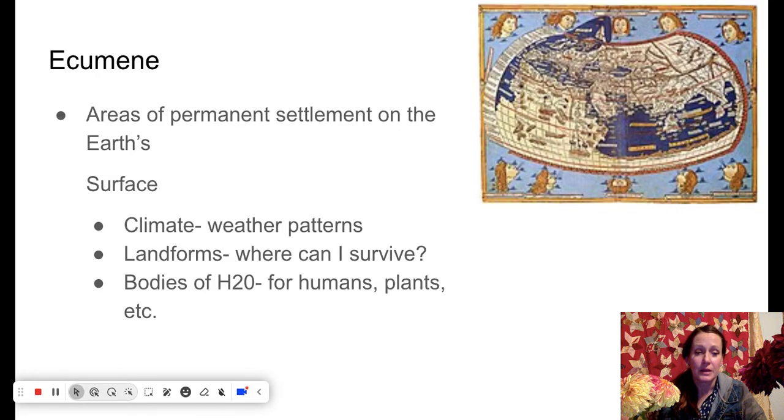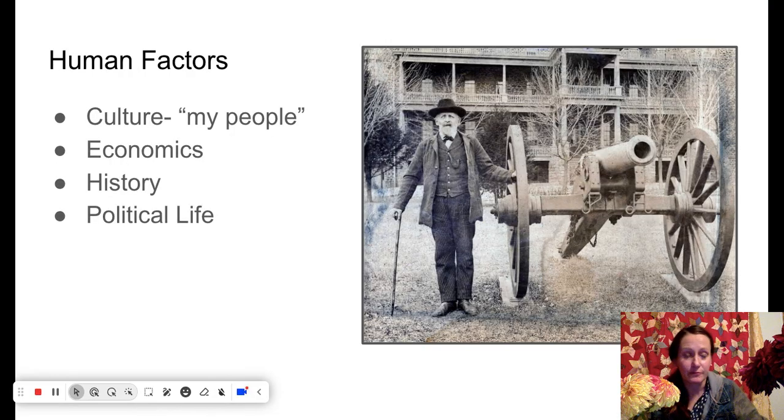So, besides these physical features, there's human features that help decide what part of this ecumene people would live in if they have the opportunity to even move in the first place, right? A lot of people are just sort of, they're born and they're part of the ecumene, and that is where they will live most of their life.